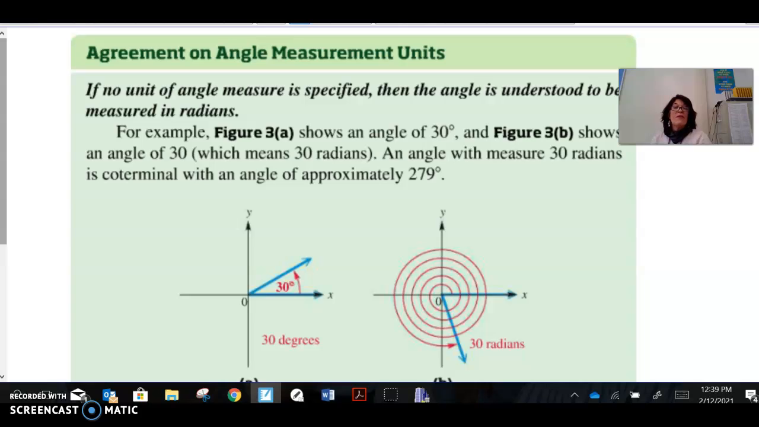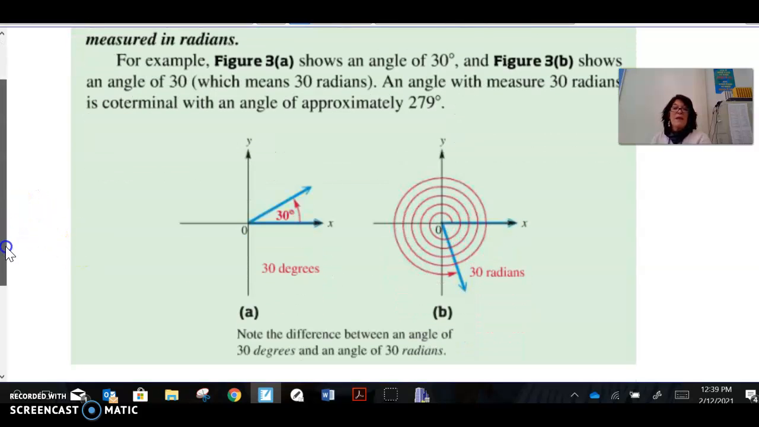All right. So let's be very careful when we think about the difference between a degree and a radian. It's huge. Here's 30 degrees. Here's 30 radians. We said it's about 6 radians around, 6.28. So 6, 12, and, you know, I have to go this many times around to get to 30 radians. The difference between an angle of 30 degrees and an angle of 30 radians. Right, so be careful.